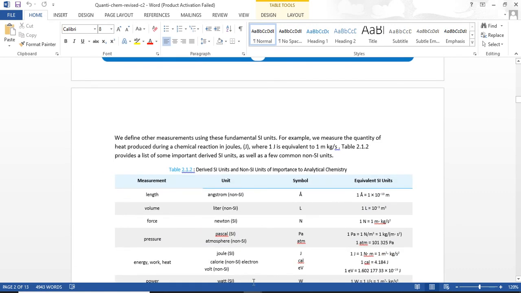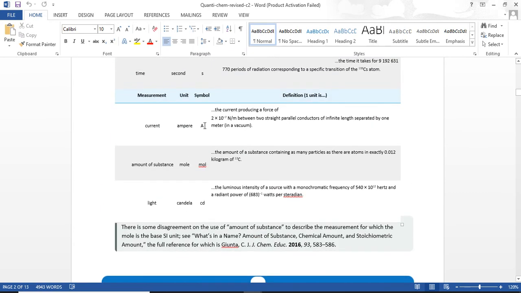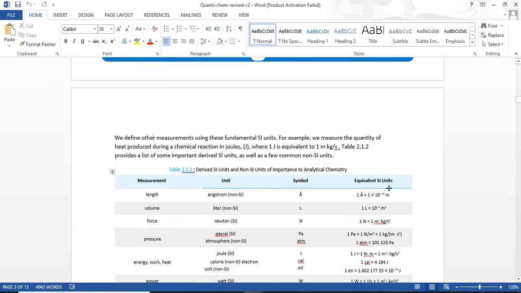Okay, now let us continue with length. For length, you also have the unit angstrom. Angstrom is a non-SI, or non-standard international, unit. The symbol is a capital A with a circle on top, compared to ampere, which is only the letter A. Then you have the equivalent SI unit: 1 angstrom is equal to 1 times 10 raised to negative 10 meters.